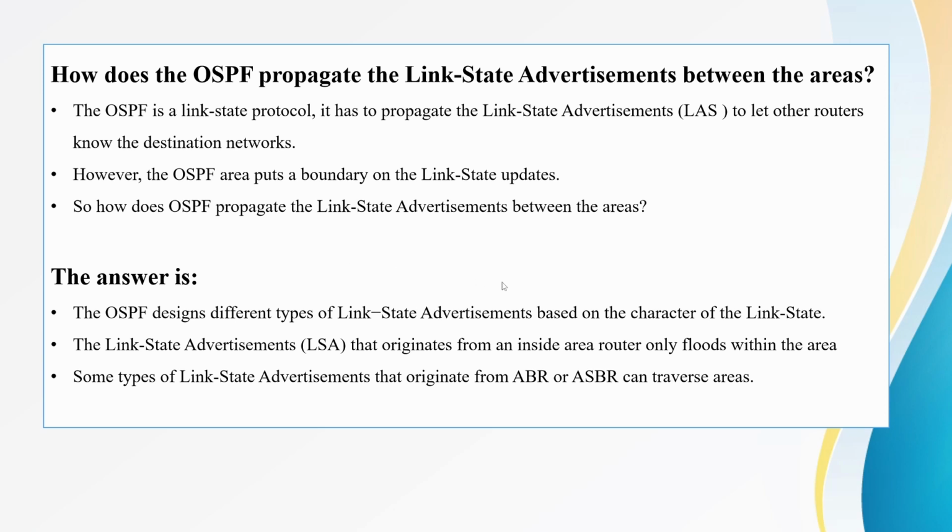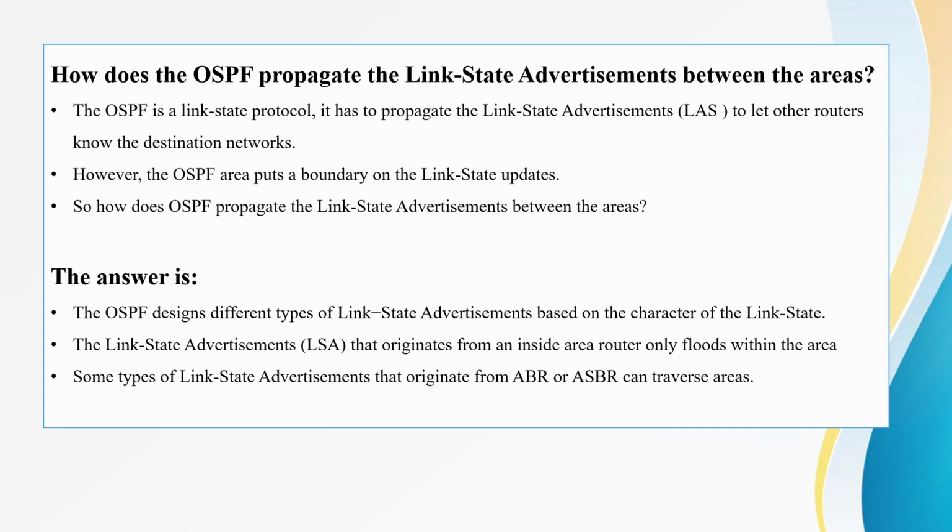Now we talk about the link states advertisement. How does the OSPF propagate the link states advertisement between the areas? Before we mentioned, the OSPF is a link states protocol. It has to propagate the link states advertisement to let the other routers know the destination of the network. However, the OSPF area puts a boundary on the link states update. So how does the OSPF propagate the link states advertisement between the areas?